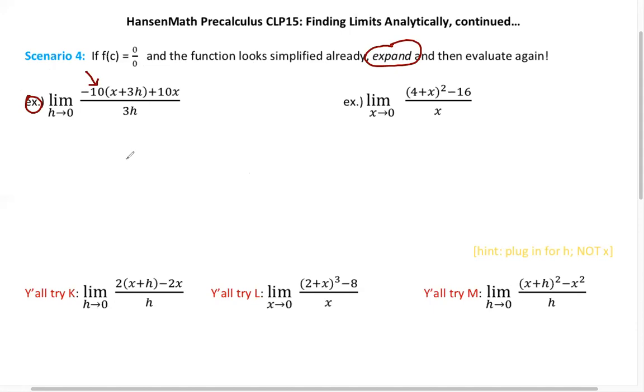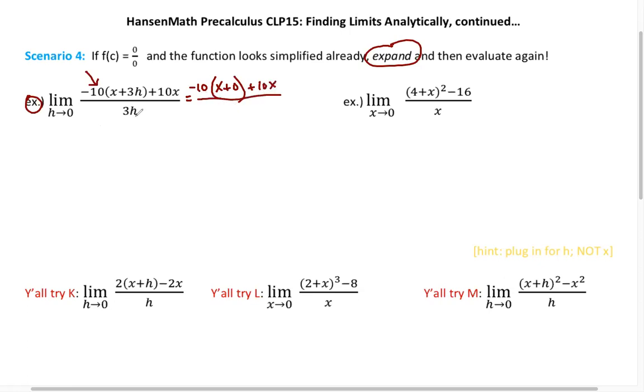so factoring is not going to help us get what we need like it did in the previous scenario. So we're going to have to expand instead. Before we do that, though, let's see where we get into trouble if we try to replace h as being exactly 0. So if we plug in 0 for h, we'd have negative 10 times x plus 3 times 0, which would be 0, plus 10x all over 3h.